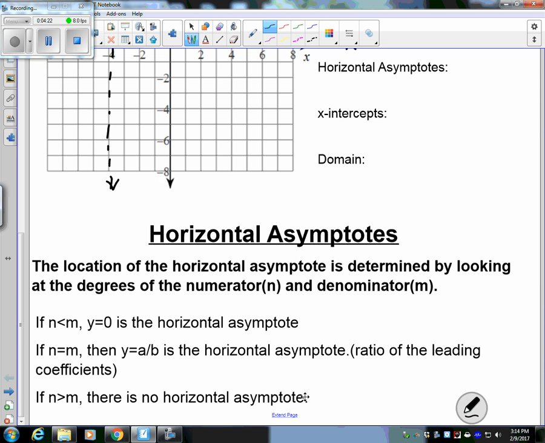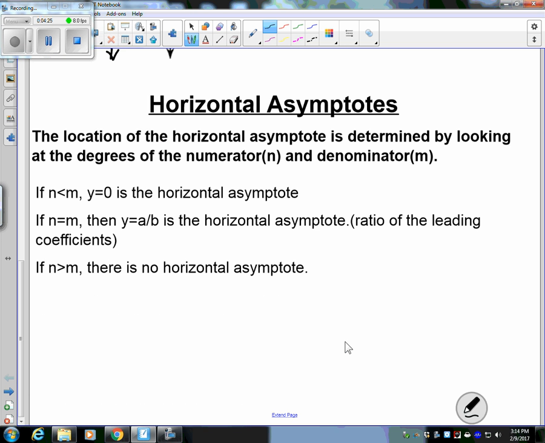So what I'm referring to is if you have an equation like f of x equals ax to the n over bx to the m. And there can be other stuff, adding, subtracting along here, but it's all about your biggest exponent. So if the biggest exponent in the numerator is smaller than the biggest exponent in the denominator, then y equals 0. If they're equal to each other, then you take the coefficients in front of those biggest exponents. And if n is greater than m, there's no horizontal asymptote.